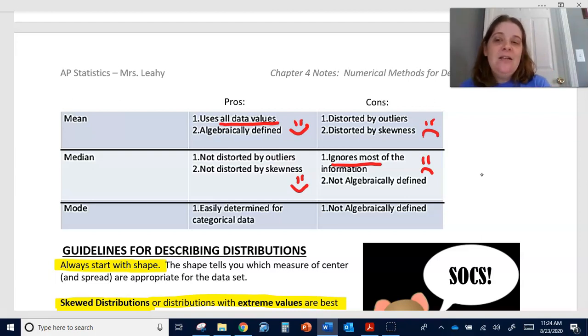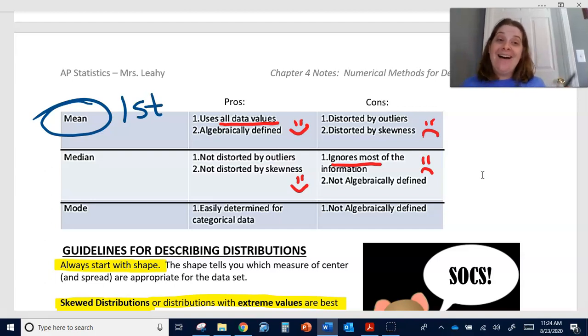Okay, so the idea here is if you have to choose between mean and median, if the mean is reasonable, this is our first choice. If you have a data set that's not highly skewed or does not have a lot of outliers, you want to use the mean as your measure of center. If you have a data set that does have a lot of skew and a lot of outliers, it's probably going to be better to use the median as your typical value.